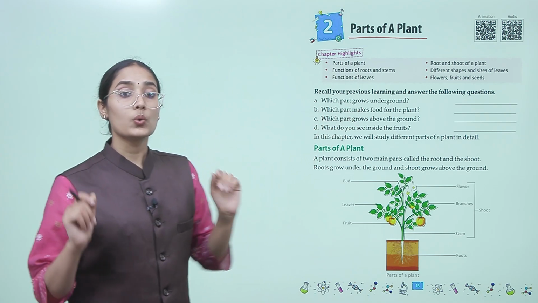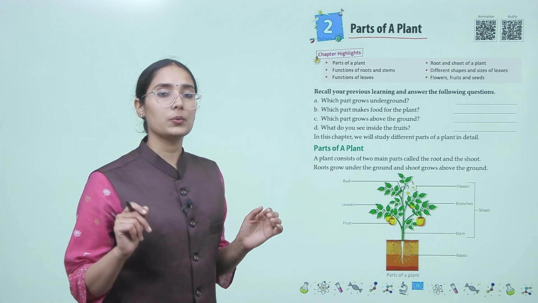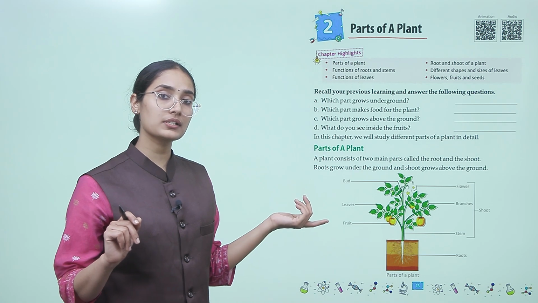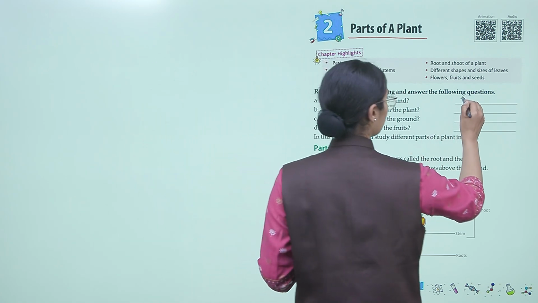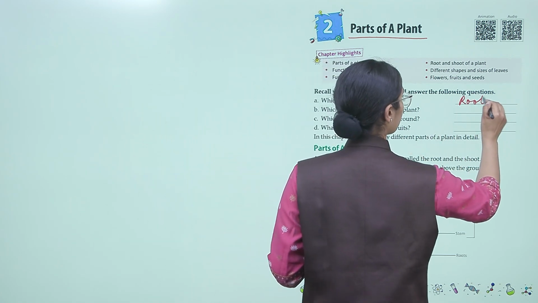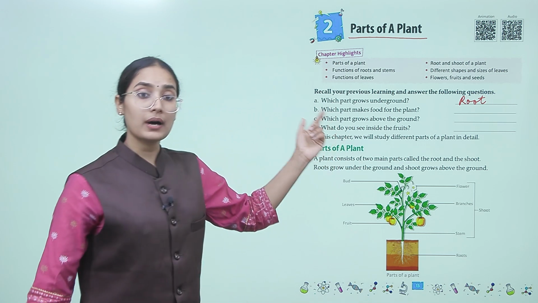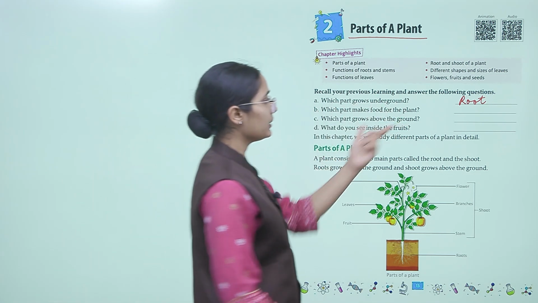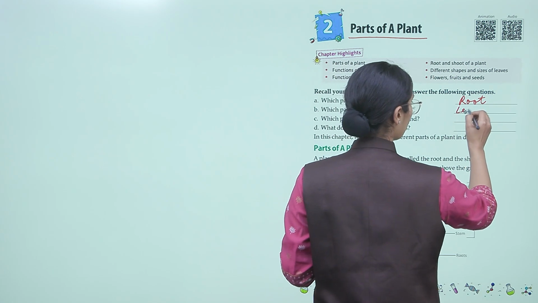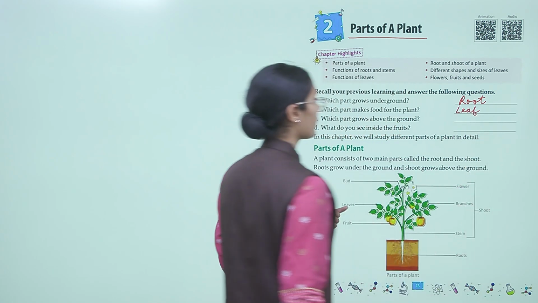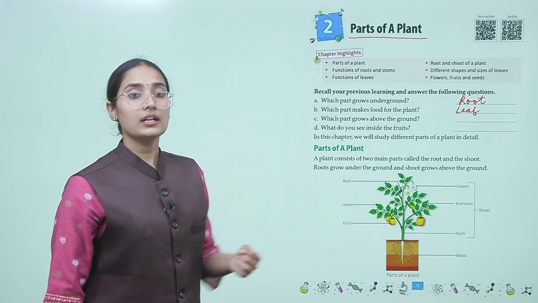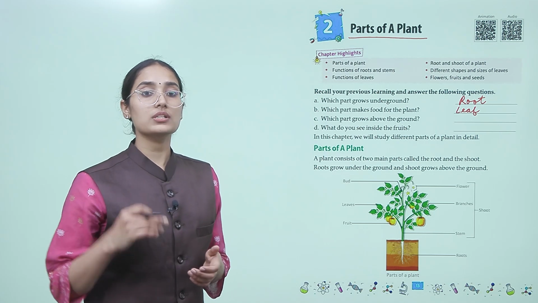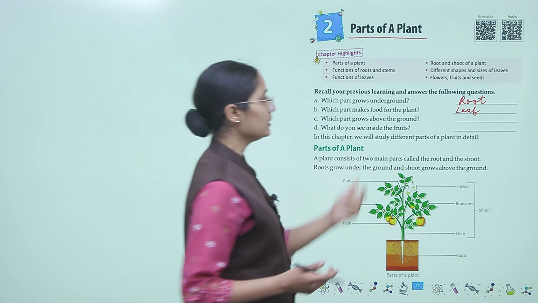4 questions. Which part grows underground? It is the root, right? Now, which part makes food for the plant? It is the leaf, right? We studied about stomata also, right? It is present on the leaf. Now, which part grows above the ground? It is the stem.